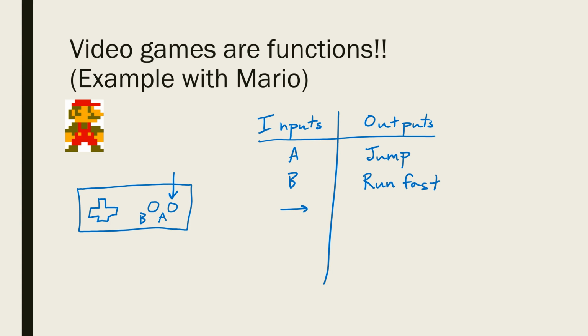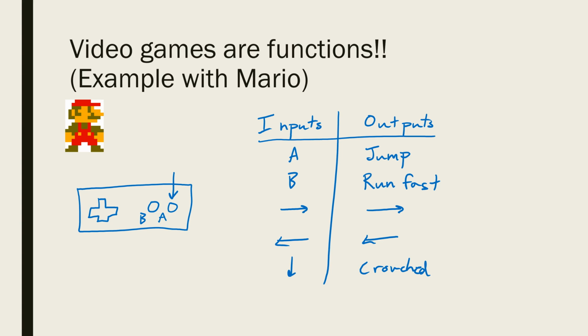Obviously, if you hit right, he ran right. If you hit left, he ran left. If you pressed down, he crouched. And up didn't do much most of the time, so let's not talk about that. But do you see how pressing each button did a specific thing?